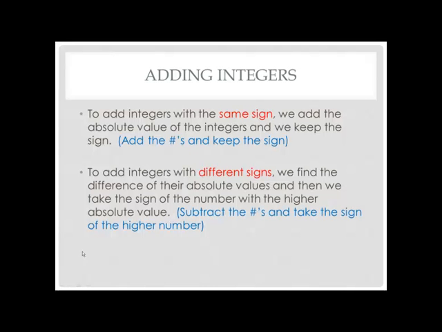To add integers with different signs, we find the difference of their absolute values and we take the sign of the number with the higher absolute value. So quite simply, we subtract the numbers and take the sign of the higher number. So we just find the difference of the absolute value of the two numbers, and we take the sign of the higher number.